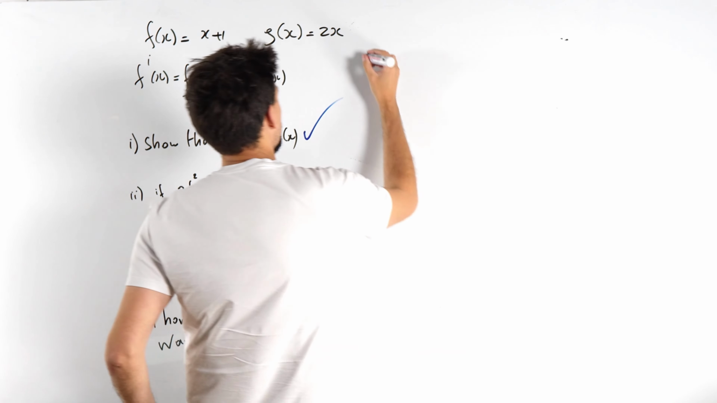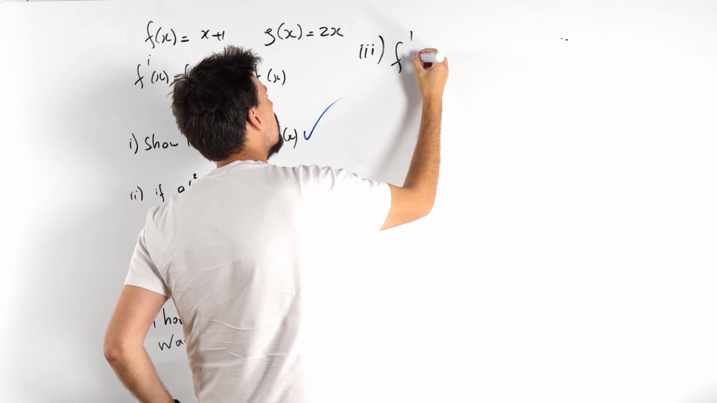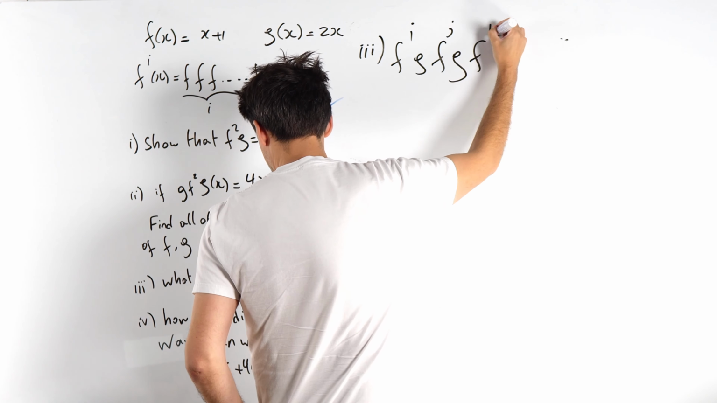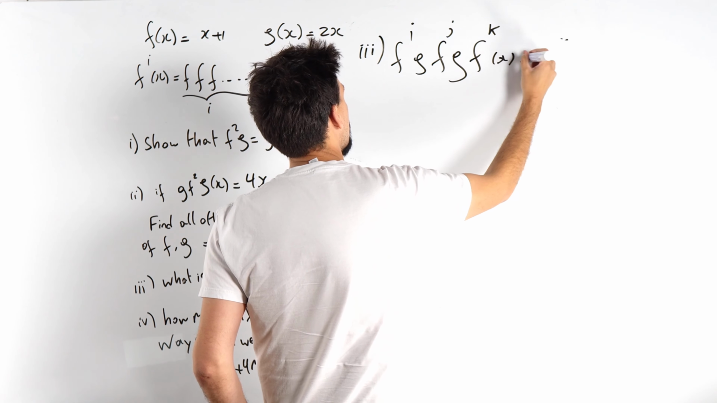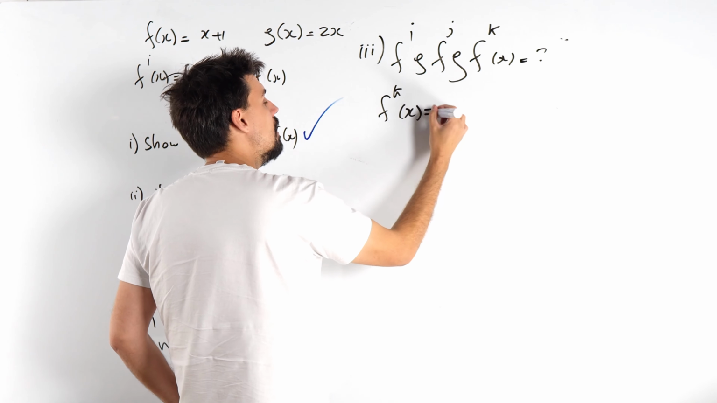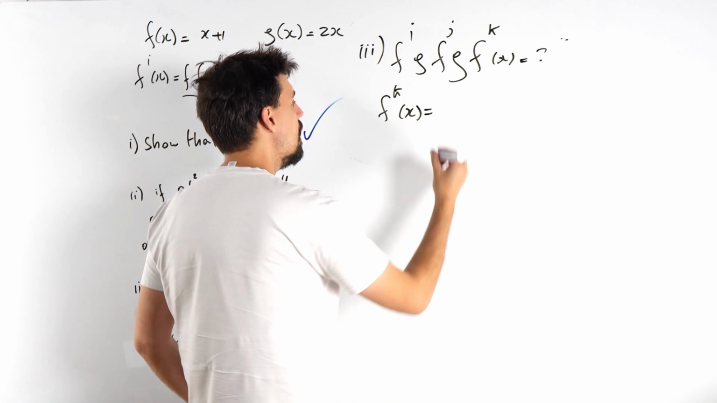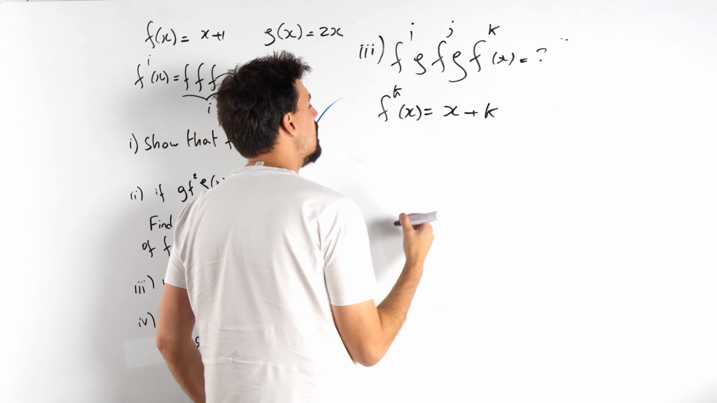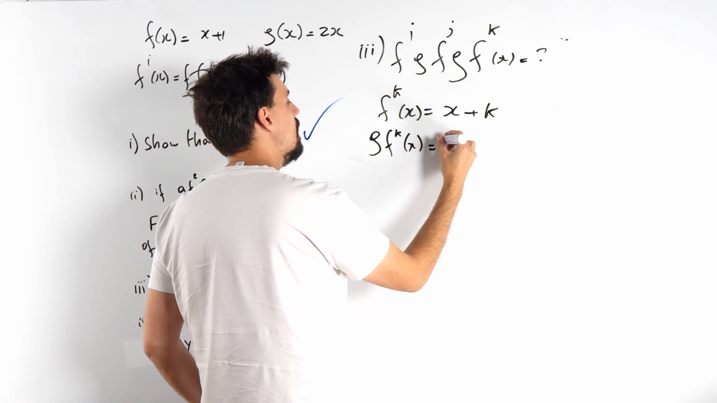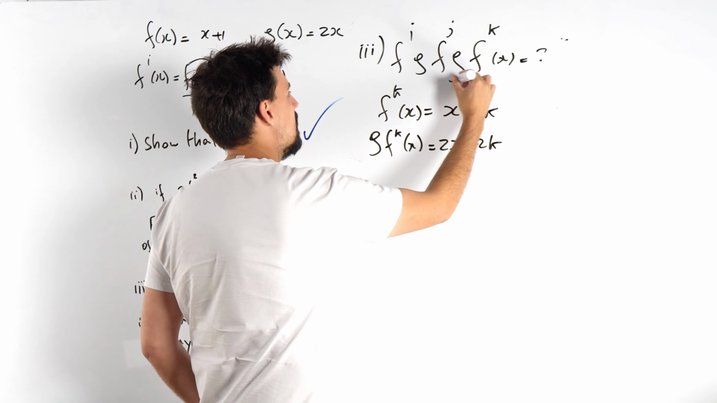Right, now we're on to an actual result that I don't have. So f to the i, g f to the j, g f to the k of x equals. Well, one thing to note is f to the k of x is equal to x plus k, so every time I do f, I add 1. So if I do it k times, I've added on k. So let's do it step by step. So g of f to the k of x is twice that. That's 2x plus 2k. All right, done. We're up to here.